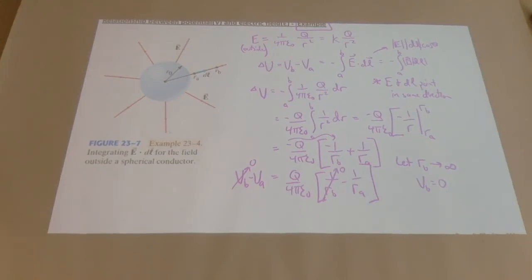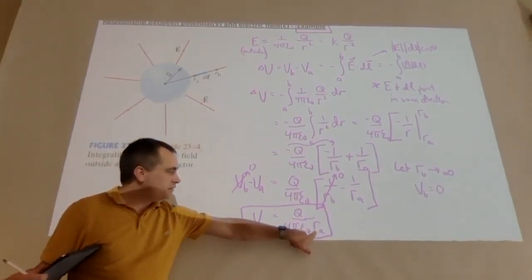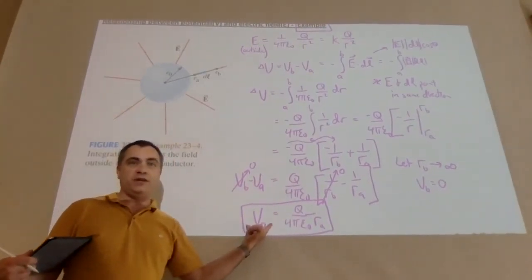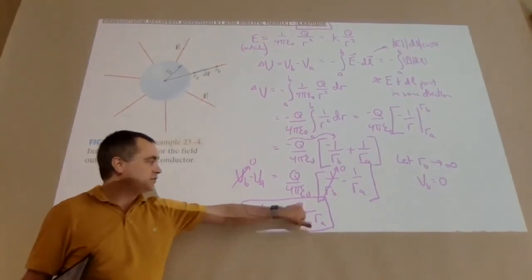And then I've got a negative sign on both sides, so those will cancel out. And we can say that the potential at point A, which is just any point outside the conductor, some distance away, is equal to Q over 4 pi epsilon naught RA. So if you are some distance on the outside, whatever that distance may be, you can find a value for the potential at that location near some conductor that has a charge Q on it.